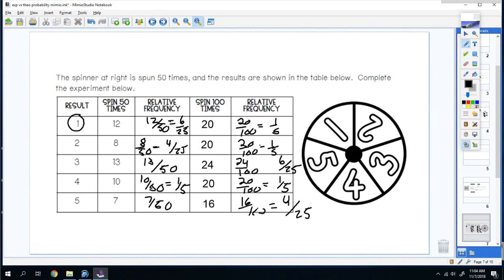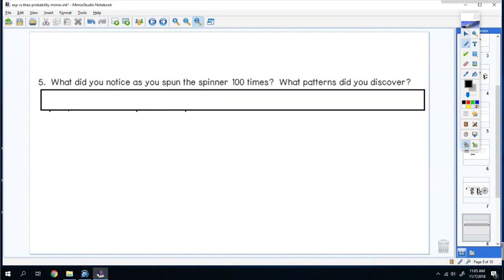So these are relatively close to each other. They're basically double the amount. And we'll talk more about that on Friday when we're talking about predictions. But we're going to compare these results to the theoretical. So before I even do that, it says, what did you notice as you spun the spinner 100 times? What patterns did you discover?